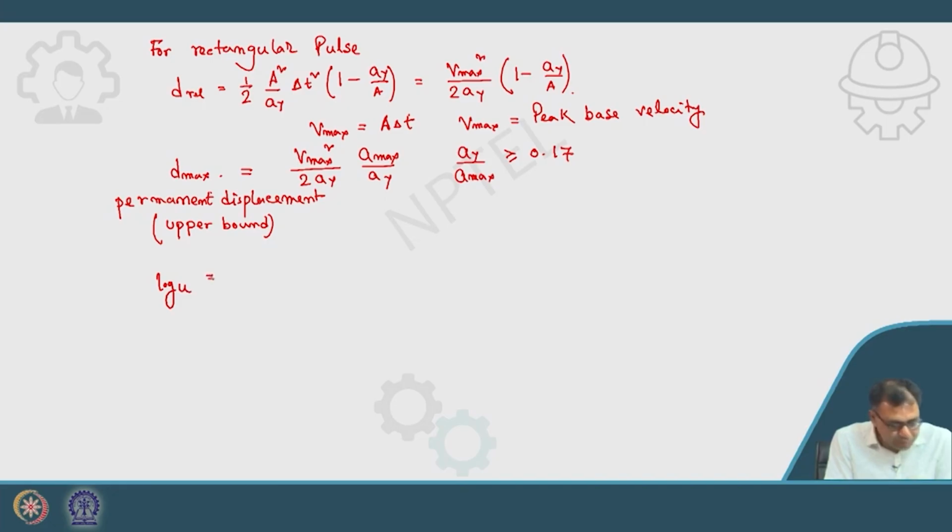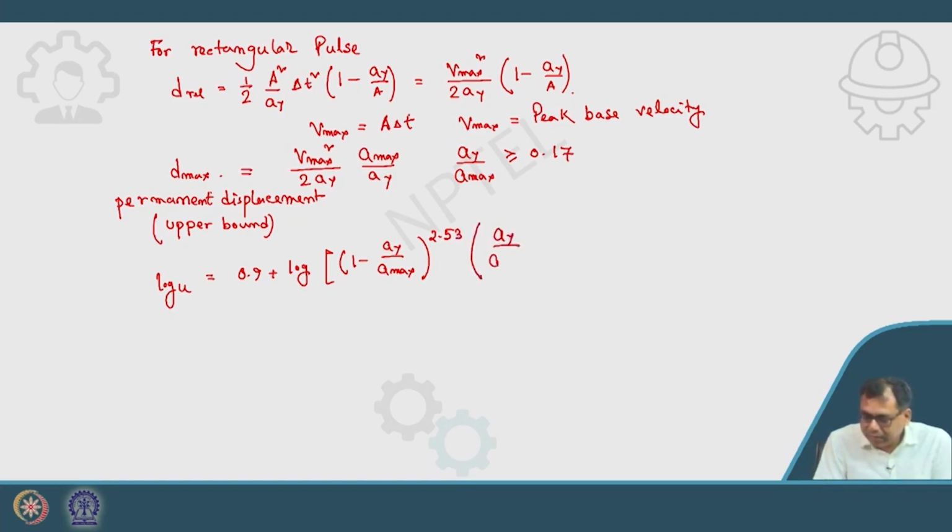log u equals 0.9 plus log (1 minus AY by A max) to the 2.53, into AY by A max to the power minus 1.09. Okay, and similarly the standard deviation of log u is equal to 0.3.